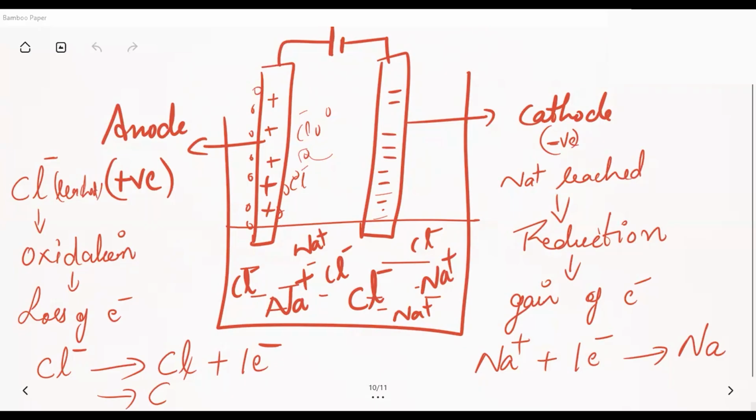Moving to the cathode. The cathode is negative, so automatically sodium ions, Na plus ions, which are positive, will come to the cathode. When it reaches the cathode, it will undergo a reduction reaction, and reduction is gaining of electrons. Sodium plus will gain its one electron and it will become Na, sodium metal.